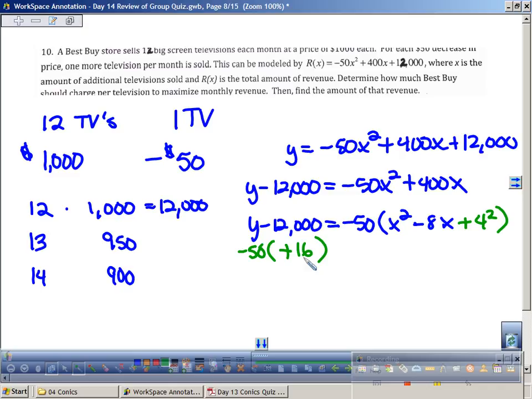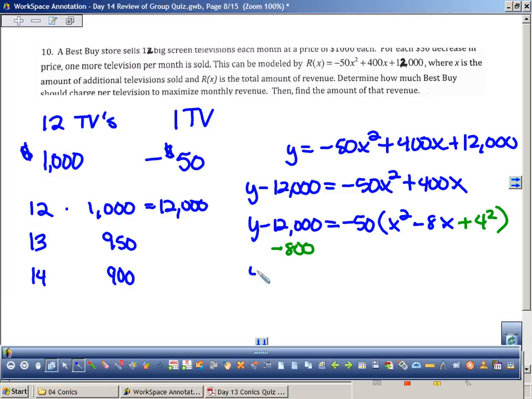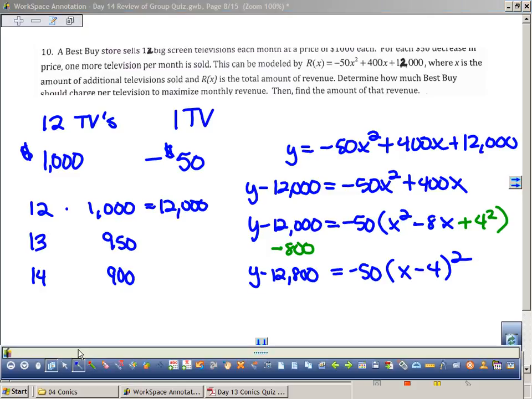$800? So this is negative 800. How much am I adding to both sides? So now this becomes y minus 12,800 equals negative 50 times x minus 4 squared. I've got it in version 1.